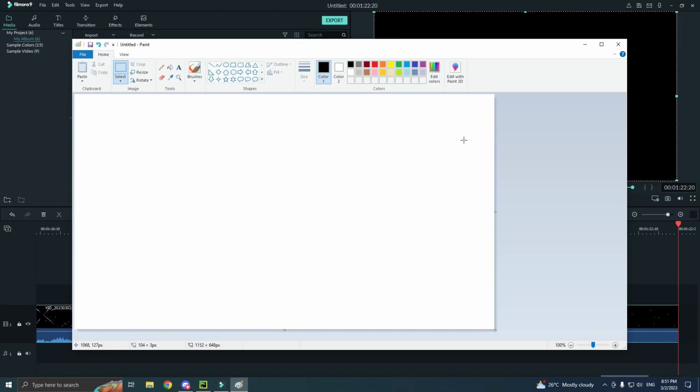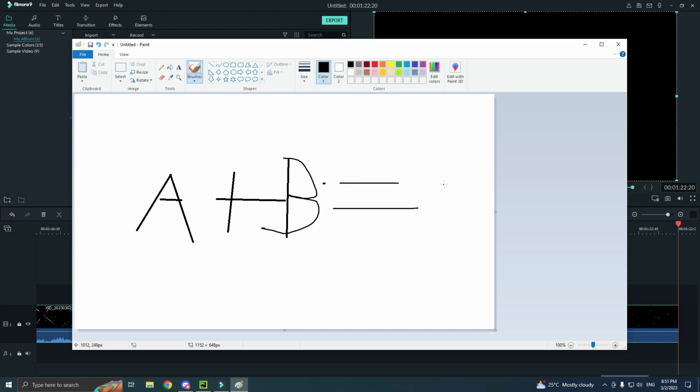But wait, something feels wrong about the motion. What I did is I have A plus B is equals to C. I forgot the squared to make the motion more realistic.